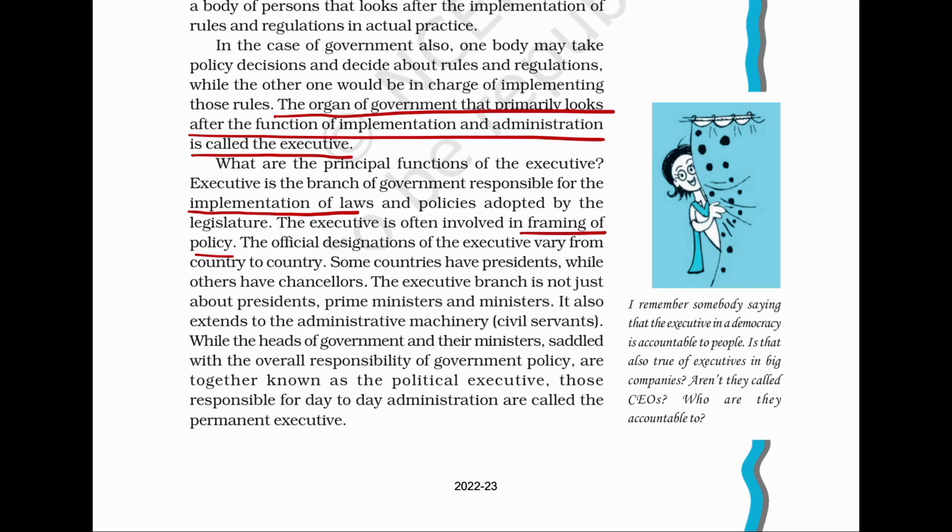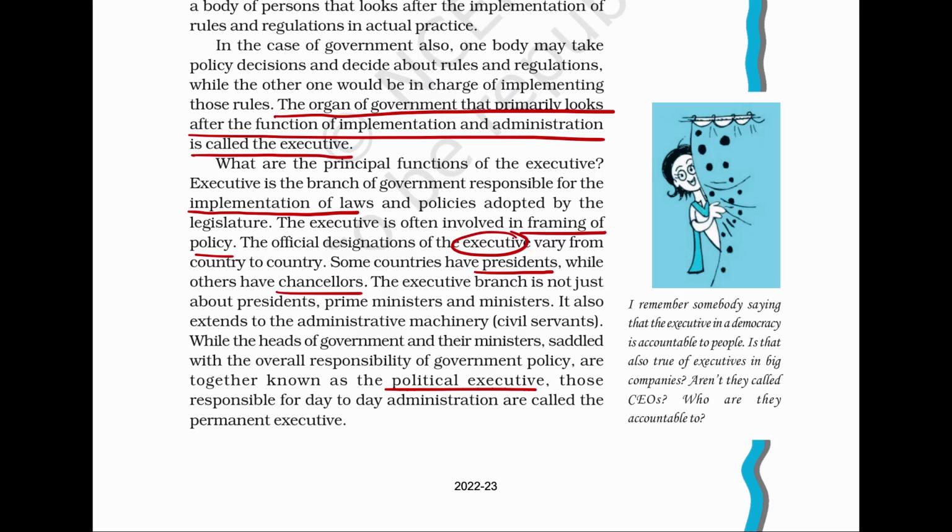Now, how they are known in different countries varies actually. For example, some countries have presidents, some countries have chancellors. आपने Germany में सुना होगा chancellor of Germany. So, you know, whenever you hear the executive branch, you usually get an idea that it is only about president, prime minister, ministers. No. It also extends to the administrative machinery, which is of civil servants. That is the whole idea that you have to understand.